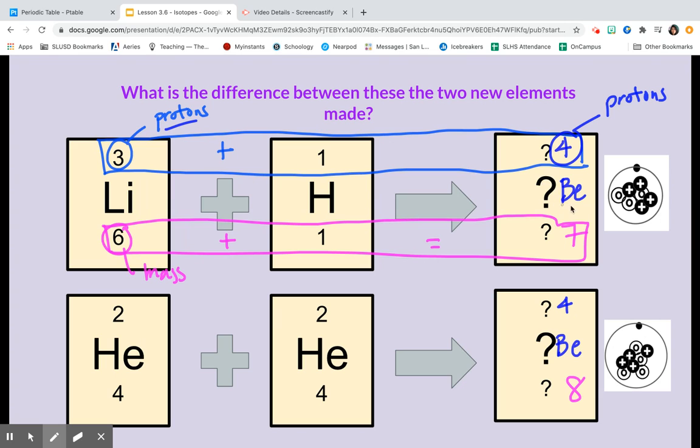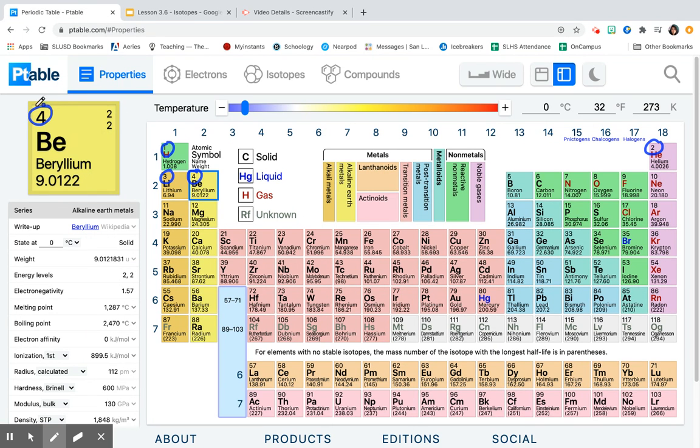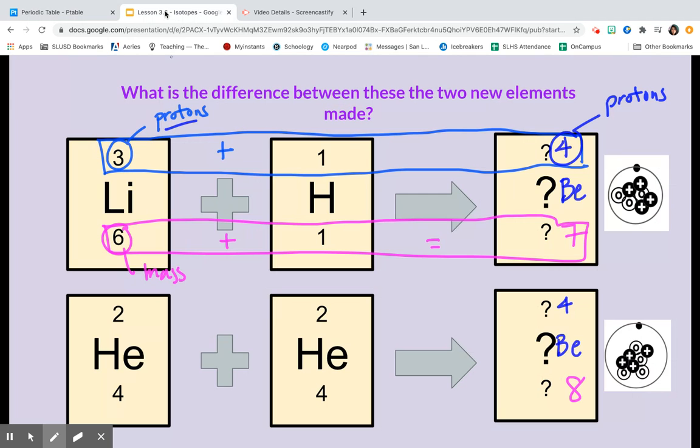So that's how I figured out this is Be, beryllium, because it has 4 protons and it matches with this one, 4 on top, Be, or beryllium if you want to write out the whole name. To do the bottom part, I did the same exact steps. This time, 2 plus 2 will give me 4. So 4 protons, it's still Be, beryllium. But this time, notice your mass is different. So here, 4 plus 4 equals 8.